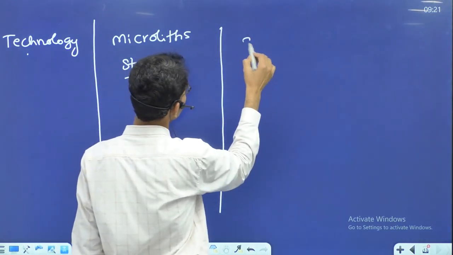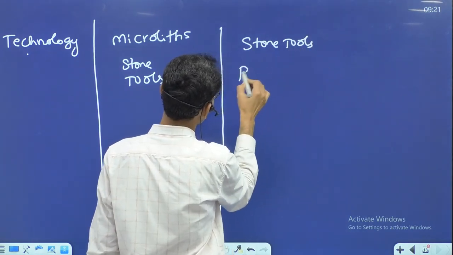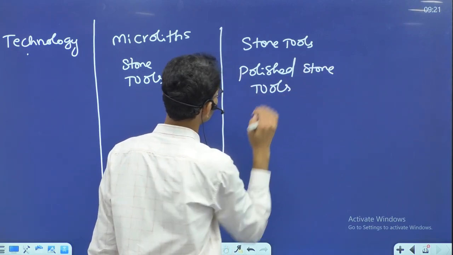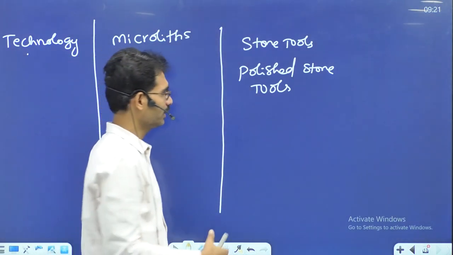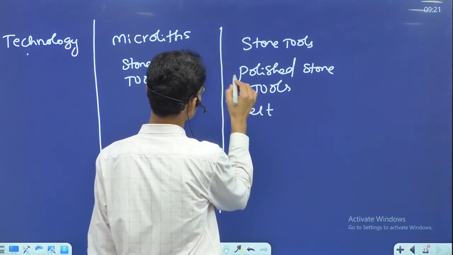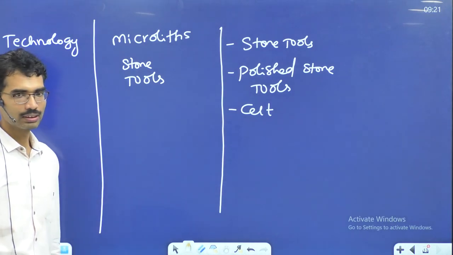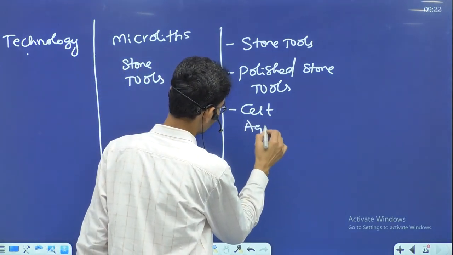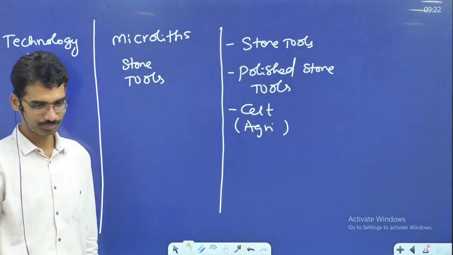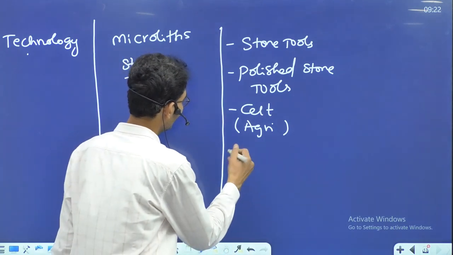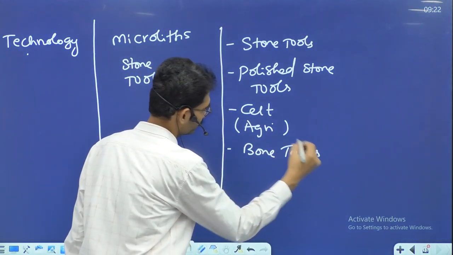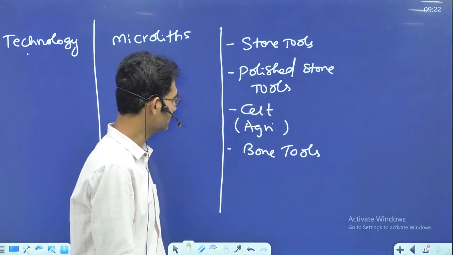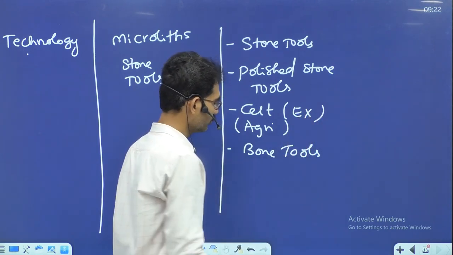In Neolithic also, stone tools, but they are polished. Polished stone tools. One example is celt. Celt is like a polished hand axe. It can be used for agriculture purposes. And in some places, we identified even bone tools also.